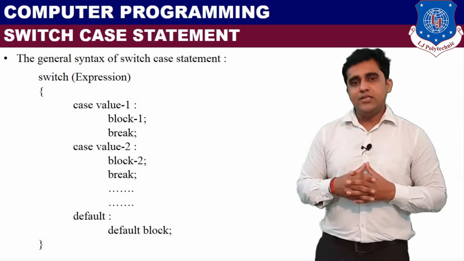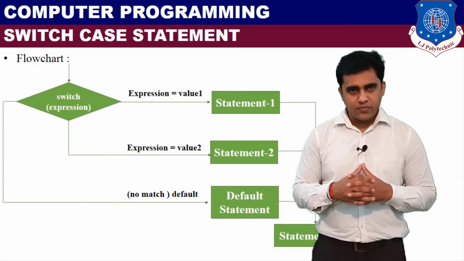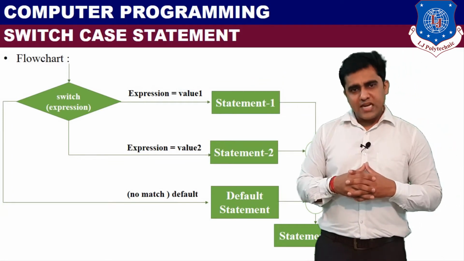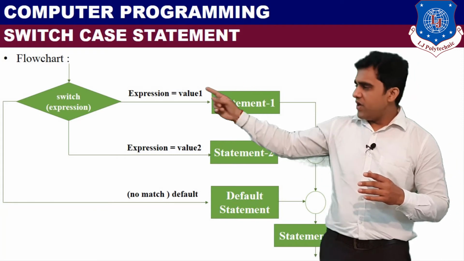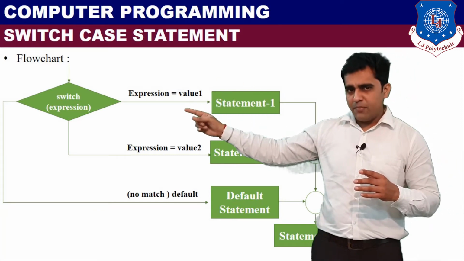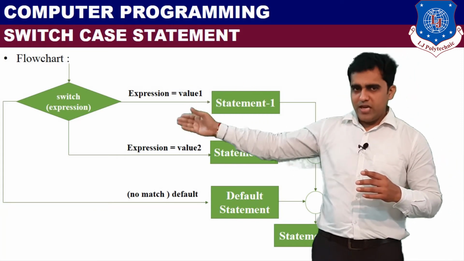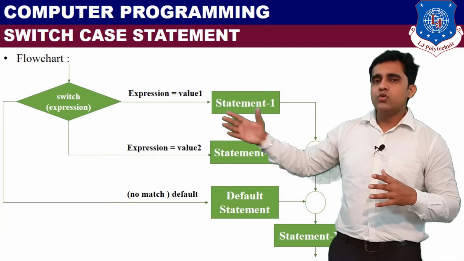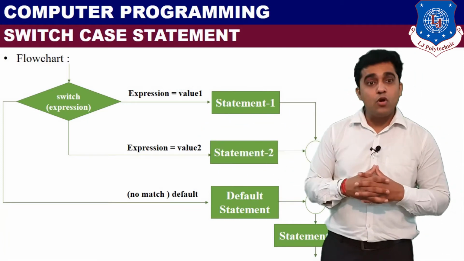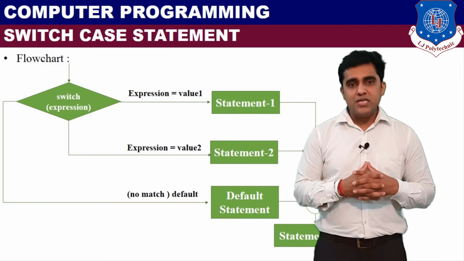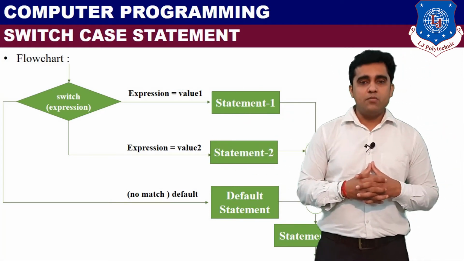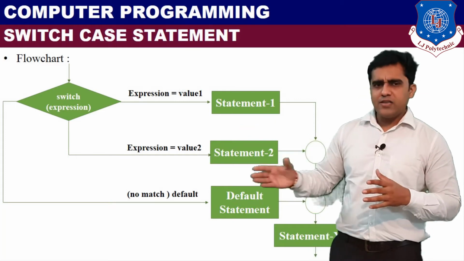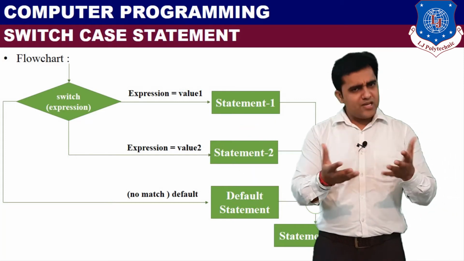From this syntax, now let's understand the flowchart. Condition, value 1, value 2 up to value n. If value 1 is correct and matches with the expression, execute the value 1 statement block, value 2 statement block up to value n statement block. If any of the values is not matched with the expression value, then the default statement block executes and further moves to statement X or stop.